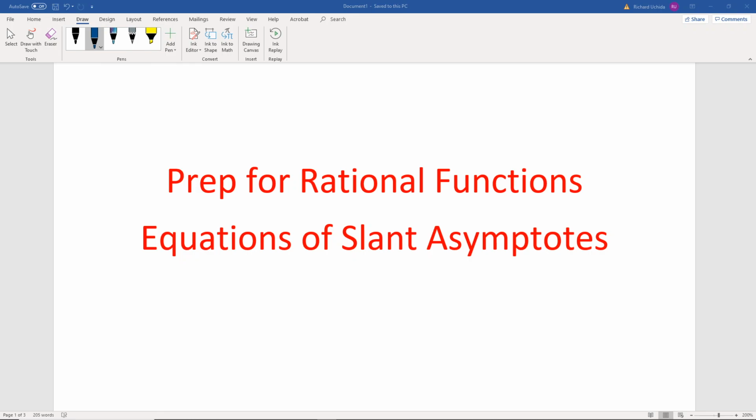We'll prep for rational functions by looking at how to find the equations of slant asymptotes, but we won't actually find the equations of slant asymptotes. We'll talk about the steps you need to be able to find the equations of slant asymptotes, and the main thing you will need to be able to do is division of polynomials. So we'll remind ourselves about two of the techniques to divide polynomials.